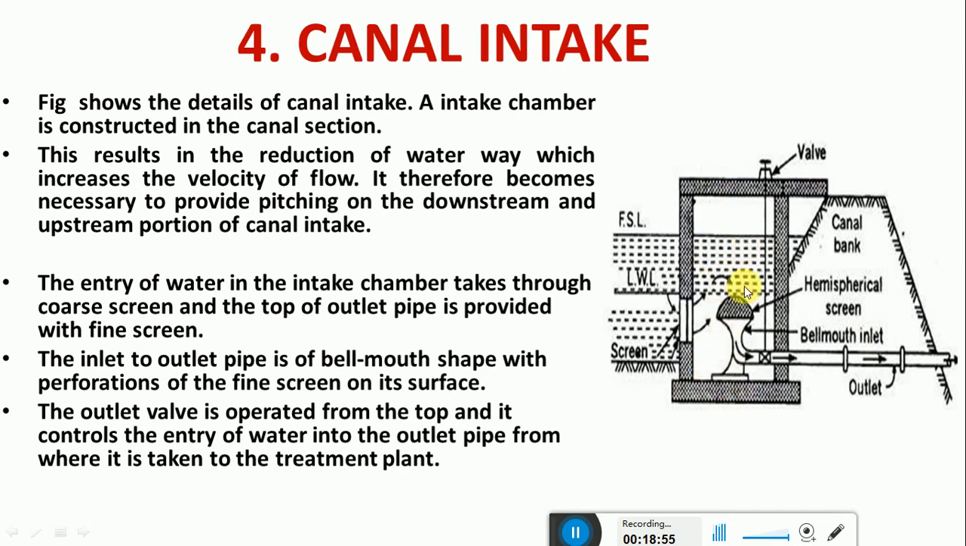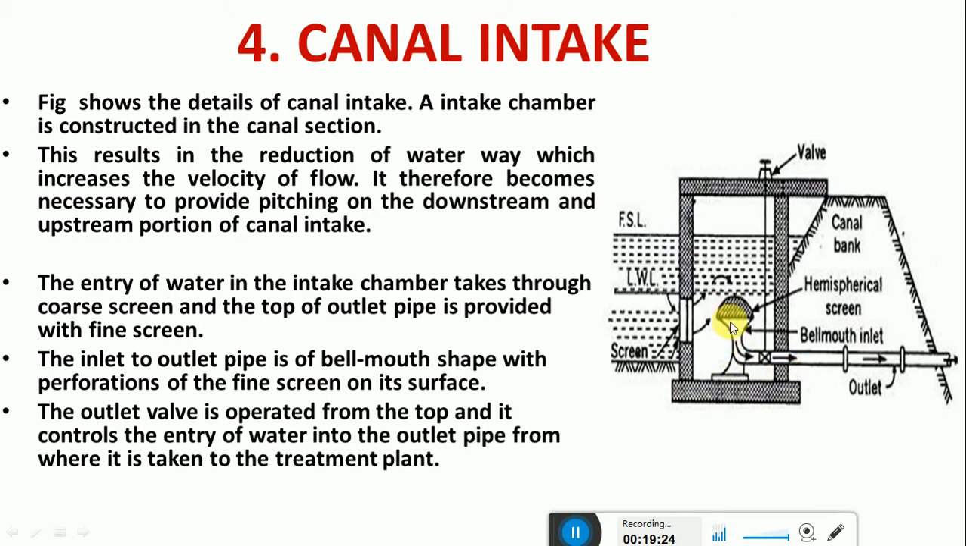The canal intake pipe is located in the bed of the canal, so this will also be submerged in the water. Similar to the lake intake, the entry of water into the intake chamber takes place through the coarse screen, a hemispherical screen which is located with a bell mouth inlet. The bell mouth intake is provided so that the maximum water can easily enter into the intake pipe.